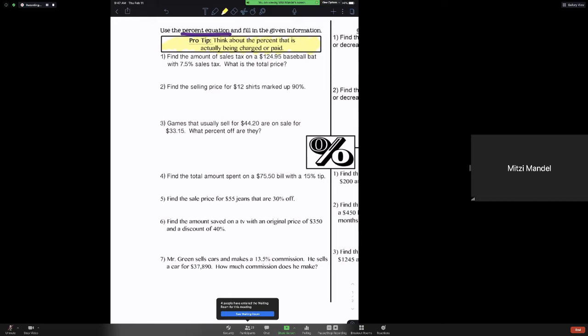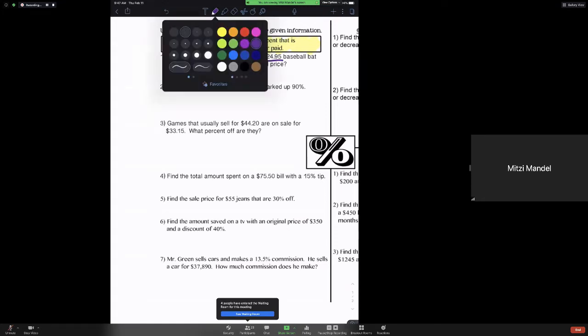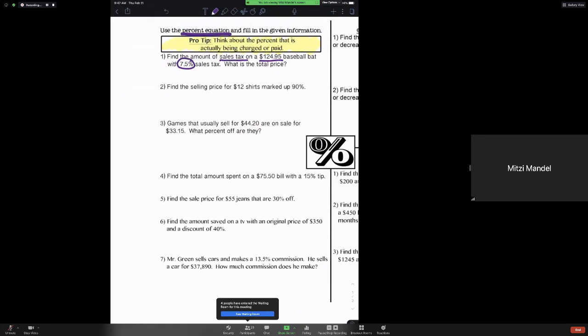baseball bat with 7.5% sales tax. Okay, so they are not asking us the total amount paid. They're only asking us to find the sales tax, which is 7.5% of this number. So I'm actually going to write the sentence I need to make the equation, which you're not going to need to write every time, but I'm just going to do it on these problems on the notes so you can see where I'm getting my equation from.